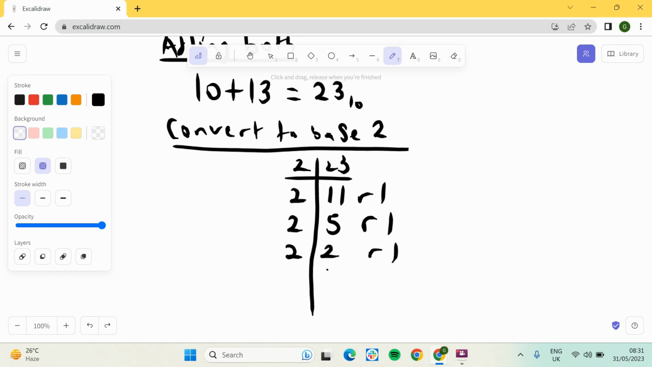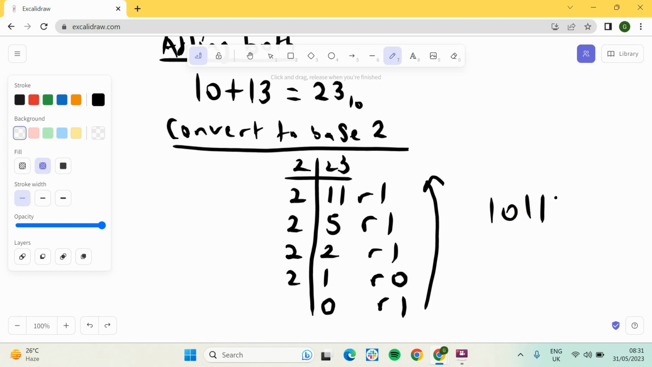2 in 2 is 1 with a remainder of 0, right? 2 in 1 is 0 with a remainder of 1. Remember, just bring this one down here, like we've been doing in previous videos. So we'll take it from the bottom to the top, right? So that means this value is 1 0 1 1 1 in base 2. And that is our final answer.